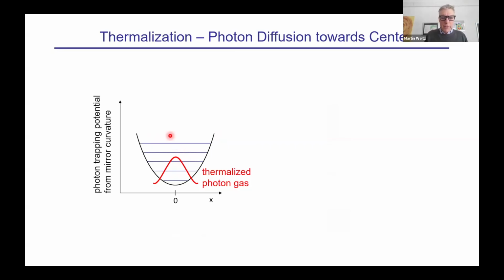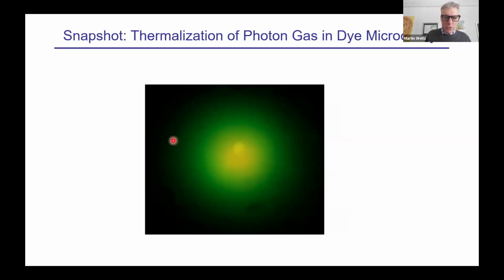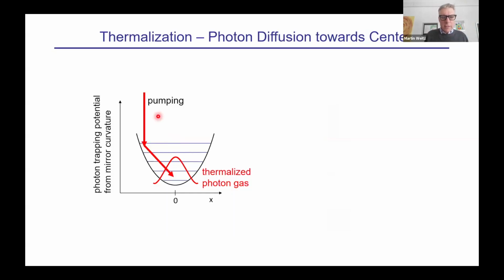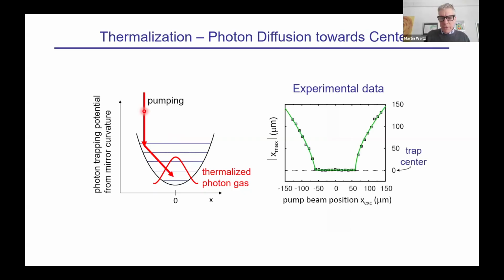So normally we pump in the center, but now what happens if, to test things, we do not pump in the center, but more outside? What you of course expect is that due to the thermalization, photons are dragged in the center. And this is now experimental data probing that.